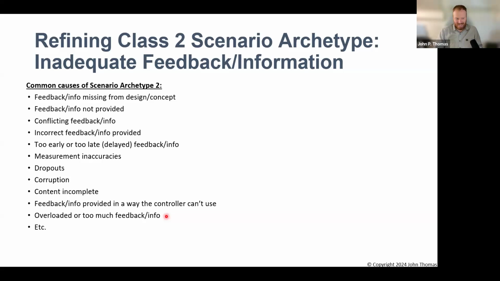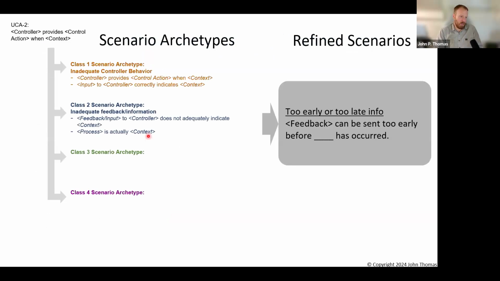We think about excessive UCAs already, it's defined in step 3. The same thing is valid for feedback as well. And you can use that to refine the class 2 scenario.